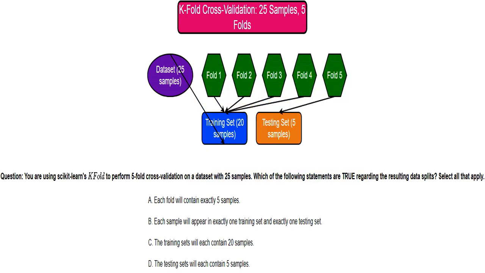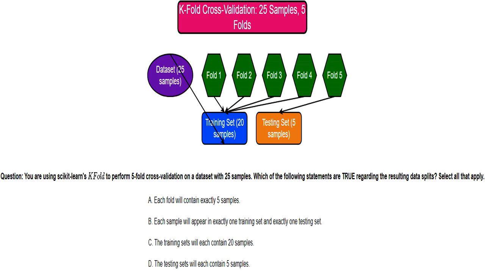This statement claims that each sample in the dataset will be used once as a test sample and in all the other folds as a training sample. This is a core property of KFold cross-validation. It's designed to ensure every sample gets its moment in the testing spotlight, preventing bias from some samples being consistently in training and others consistently in testing.